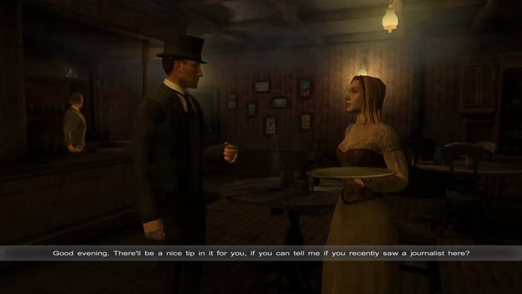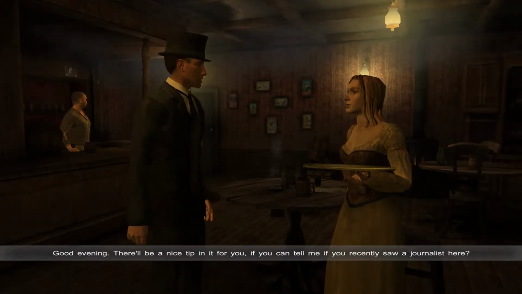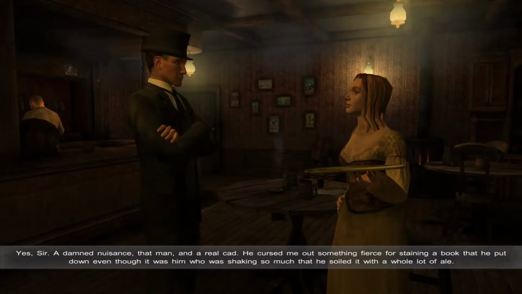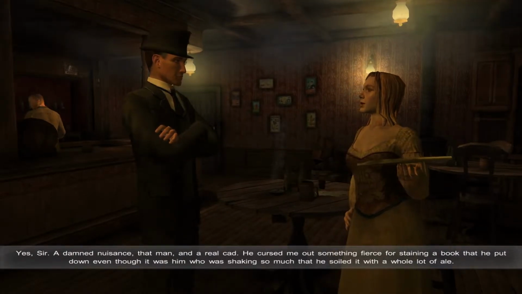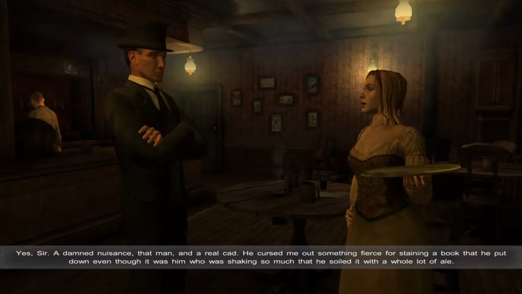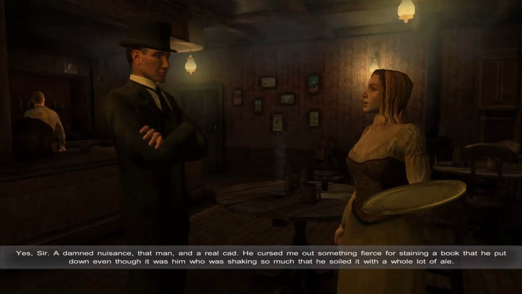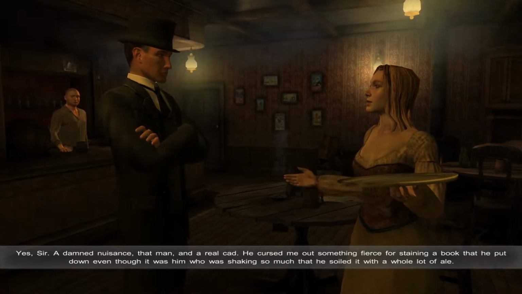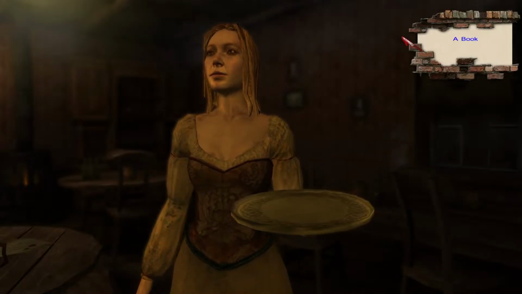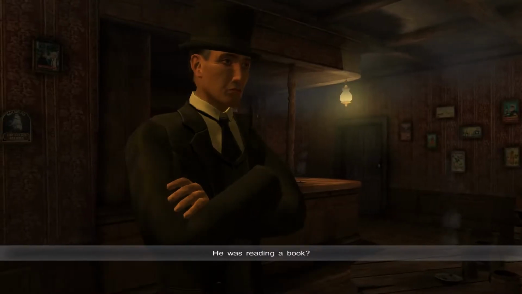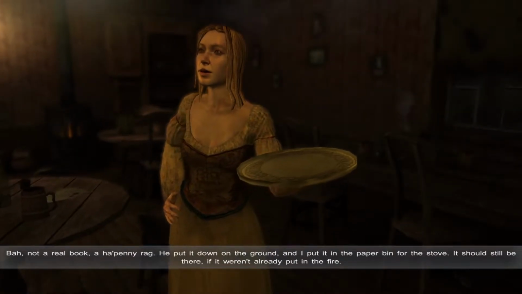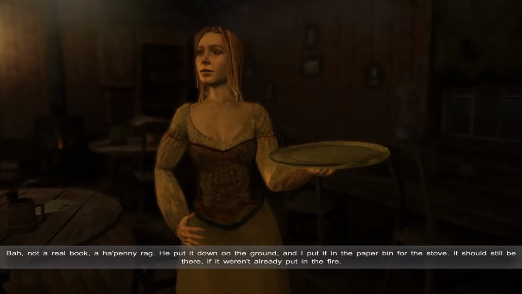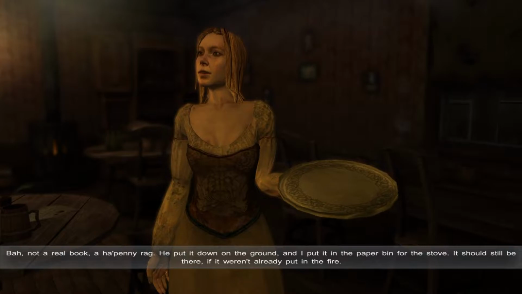Good evening. There'll be a nice tip in it for you if you can tell me if you recently saw a journalist here. Yes, sir. A damn nuisance, that man. And a real cad. He cursed me out something fierce for staining a book that he put down, even though it was him who was shaking so much that he soiled it with a whole lot of ale. A book? He was reading a book? Not a real book. A halfpenny rag. He put it down on the ground, and I put it in the paper bin for the stove. It should still be there if it weren't already put in the fire.